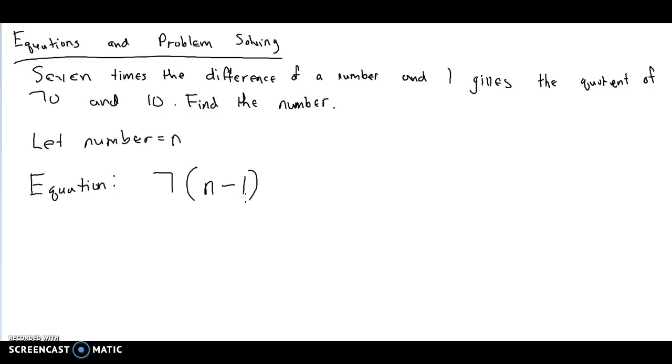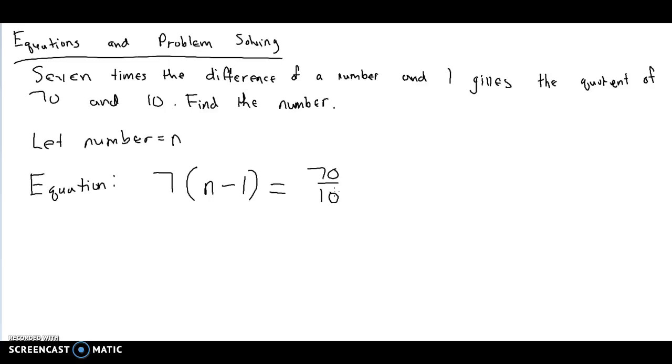So 7 times, parentheses, n minus 1, gives, it's almost like saying 2 plus 3 gives 5. We know equals goes here. Gives the quotient of 70 and 10. Quotient tells us that we're dividing something, and we're taking the quotient of 70 and 10, so we're doing 70 divided by 10. That was the tough part, but we have it set up correctly now, and the easy part is actually solving for n. Remember, that's going to give us our answer. We're looking for that number.